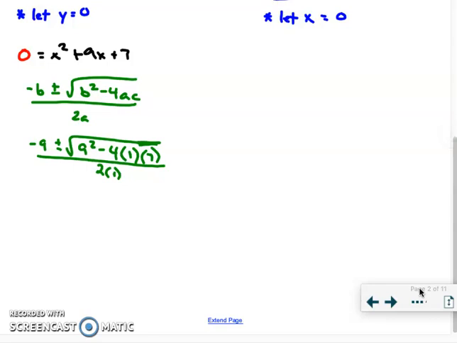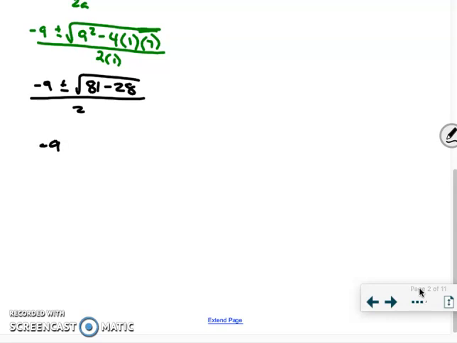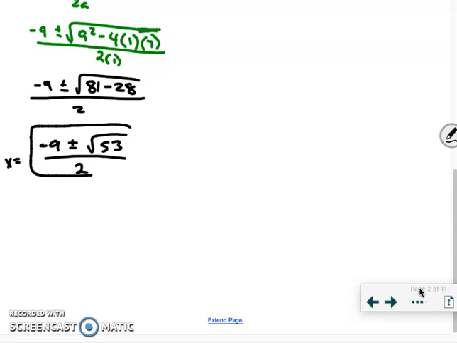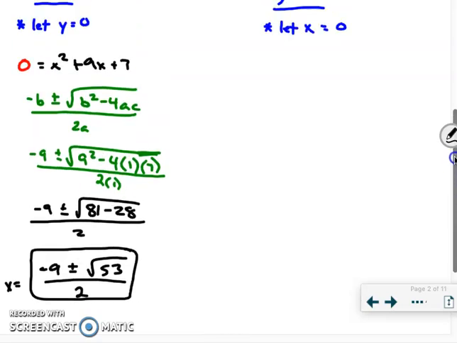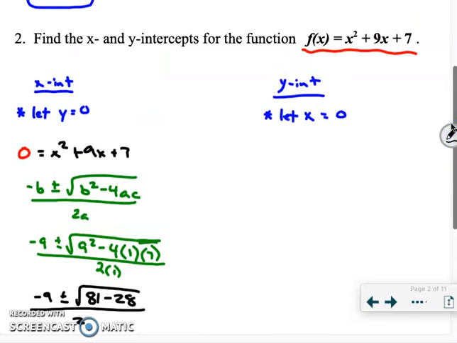All right, so to clean up, we have negative 9 plus or minus the square root of, I know that 9 squared is 81. Let's see, negative 4 times 1 times 7 is negative 28. All of this is over 2. There. So to clean up a little bit further, I have negative 9 plus or minus the square root of 53 under the radical, over 2. And we could try and try, but that's as good as it's going to get. So we just found that our x-intercepts are going to be located at negative 9 plus or minus root 53 over 2.